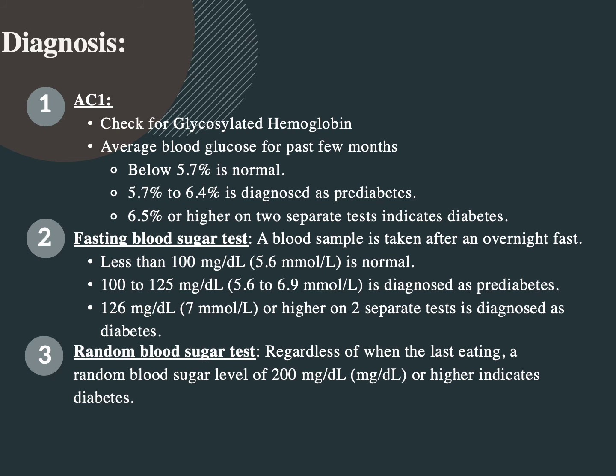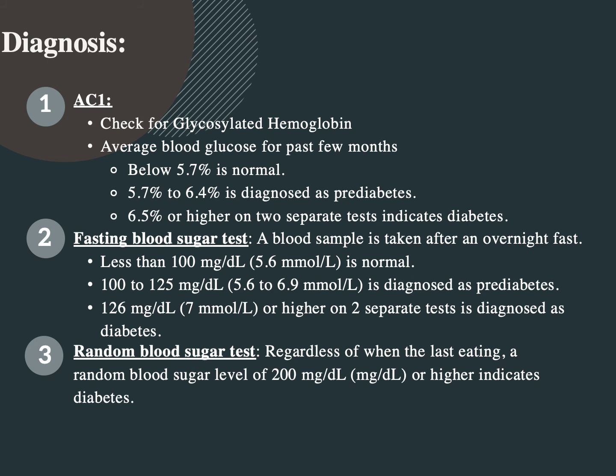It's considered a positive diagnosis if, on two separate tests, the results are 6.5% or higher. Usually, the normal value is 5.7% or lower. So anything between 5.7% and 6.4% is diagnosed as pre-diabetes.